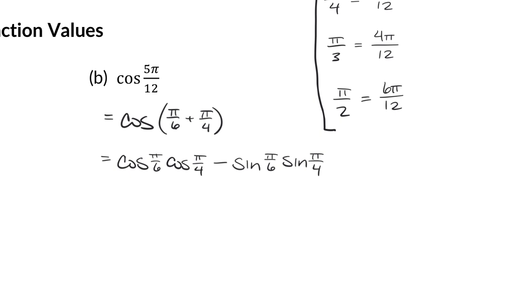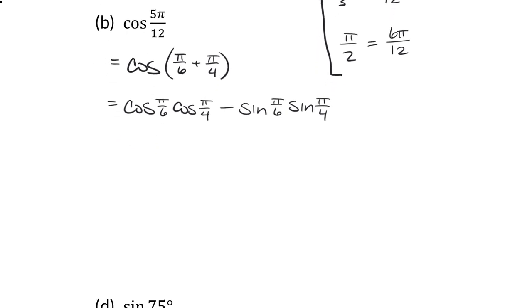So glad y'all have your unit circles out, because now I'm just asking to evaluate these little pieces. What is the cosine of pi over 6? You mean square root of 3 over 2? Yep. And then the cosine of pi over 4? Square root 2 over 2. And what is the sine of pi over 6? 1/2. And then the sine of pi over 4?